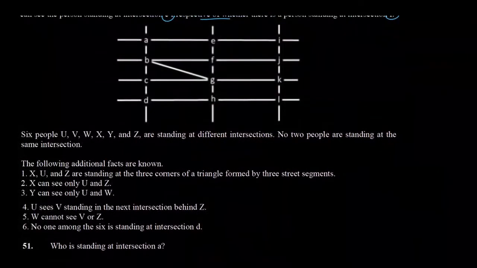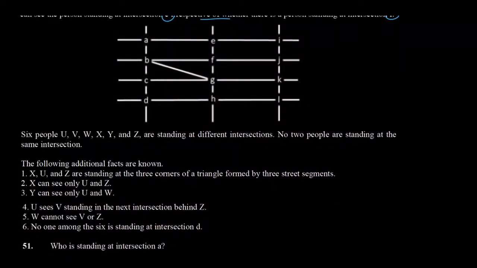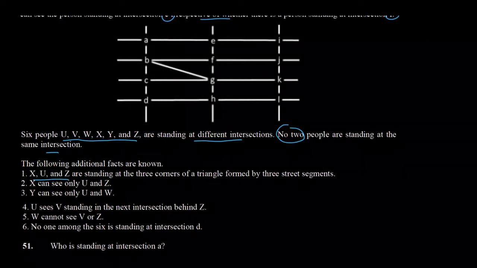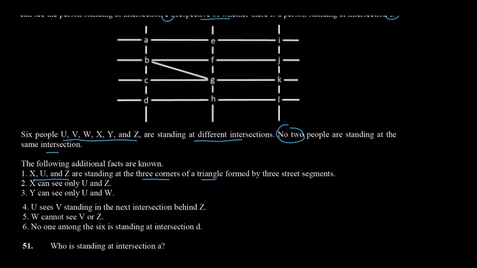So it is said that there are 6 people U, V, W, X, Y and Z who are standing at different intersections, and no 2 people are standing in the same intersection. So they are all standing in different intersections. Now we go through the other conditions, which says X, U and Z are standing at the 3 corners of a triangle formed by the 3 street segments. So we see that there are 2 triangles formed here. BCG is one and BFG is another.